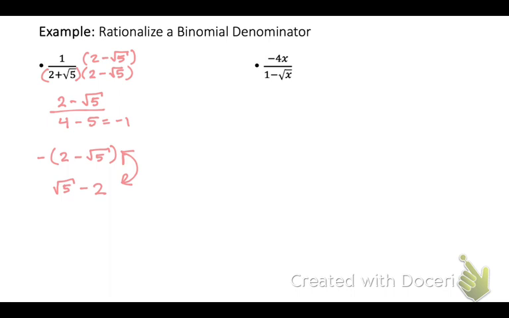Can I stop? No. On the next one, no, I cannot stop. Why can I not stop? Because you can't have a radical in the denominator. So I need to multiply.